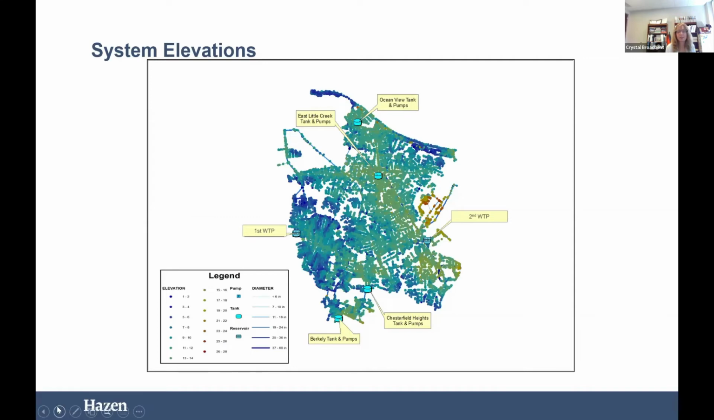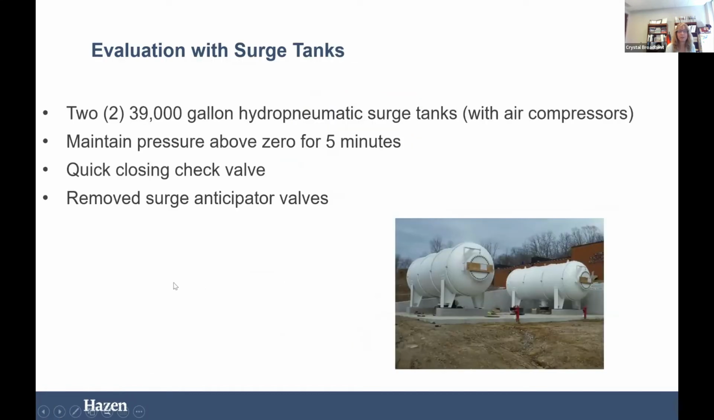So we did have some confidence that the model was telling us what we were seeing was true. So our recommendation was to do two 39,000 gallon hydropneumatic tanks. They're going to be air compressor tanks. They were actually just delivered last week. I don't have a current picture of them.